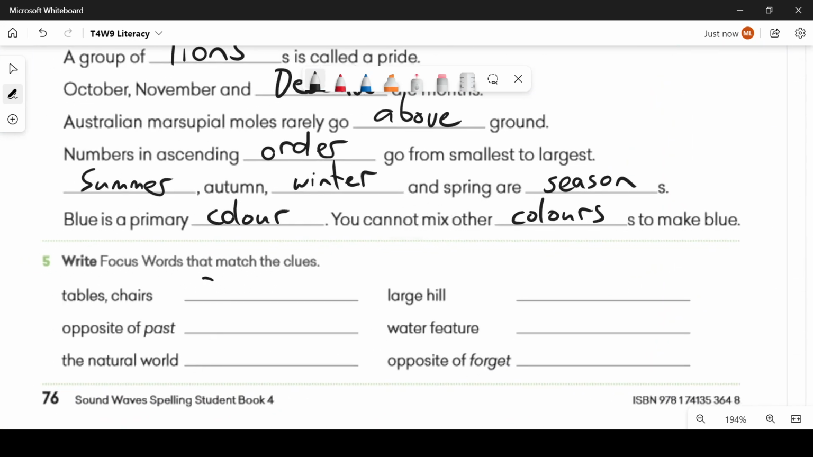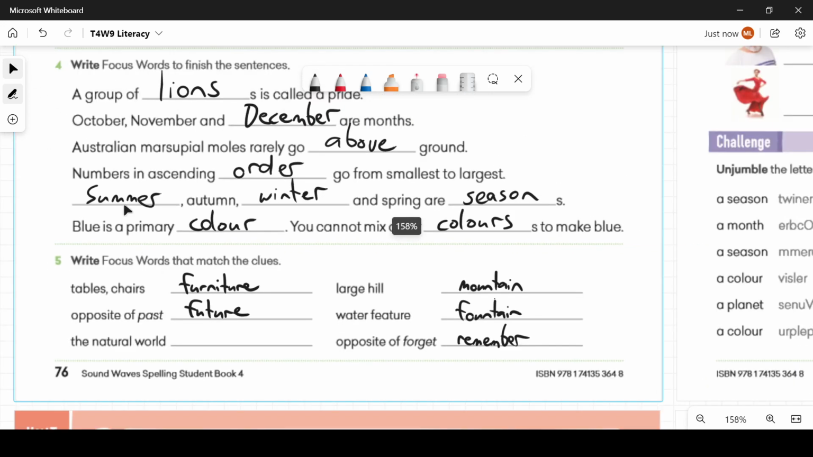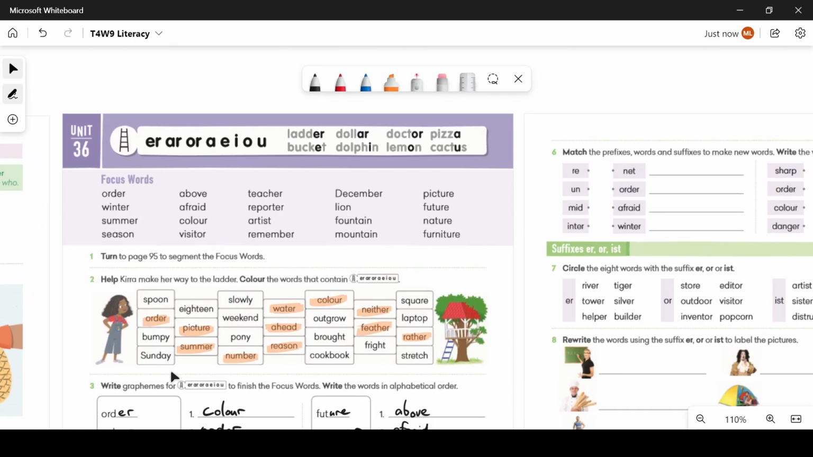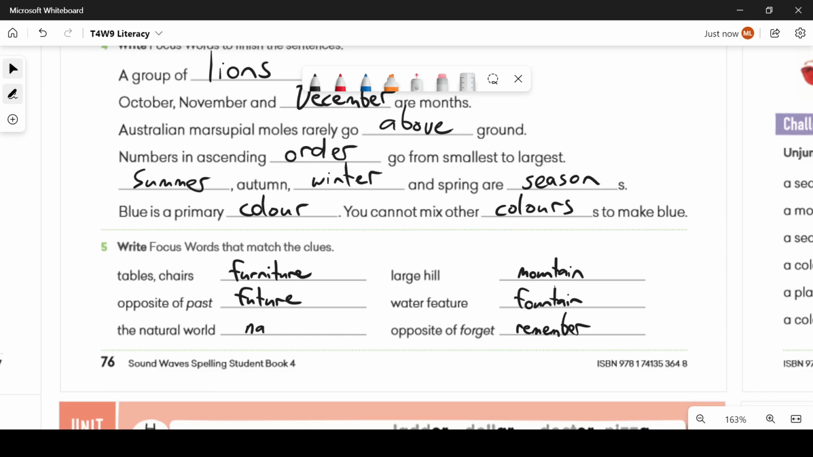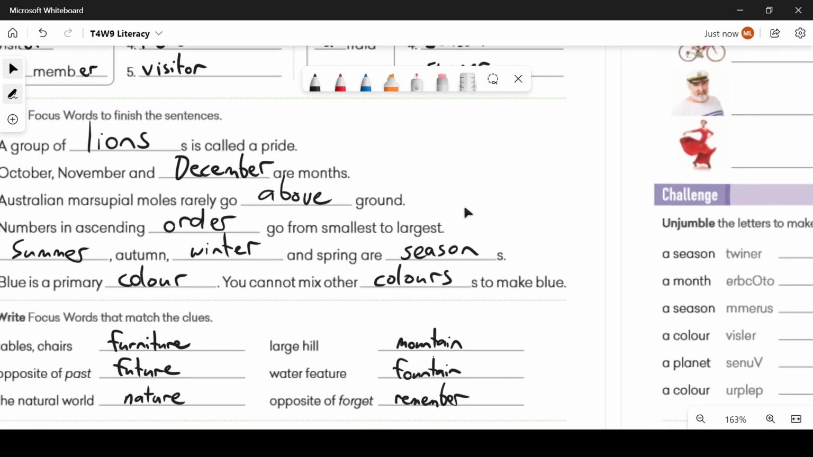Tables or chairs would be furniture. A large hill would be a mountain. Water feature would be a fountain. Opposite of forget is remember. Opposite of past is future. Natural world is environment. Nature. That makes way more sense. Nature. So you can have a built environment that's not natural. All right. Boom. That page is done.